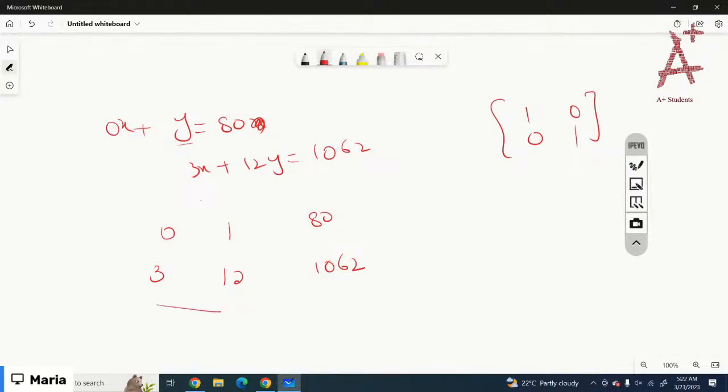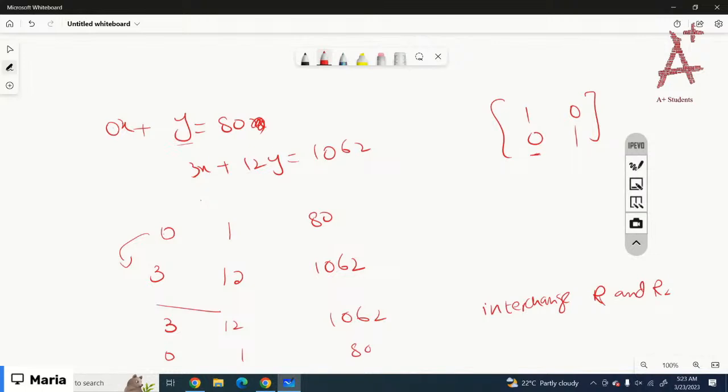So you already have 0 here. Got it? So just interchange the rows first. Swap the rows, because here you need 1. So just interchange the rows. It would be 3 12 1062, then 0 1 and 80. What we did, we interchanged R1 and R2.